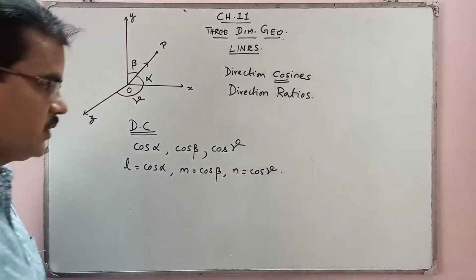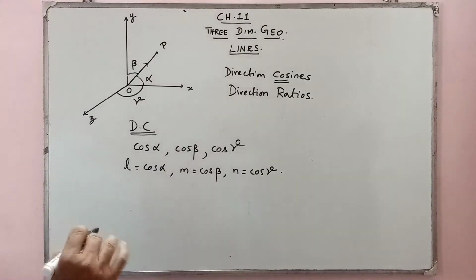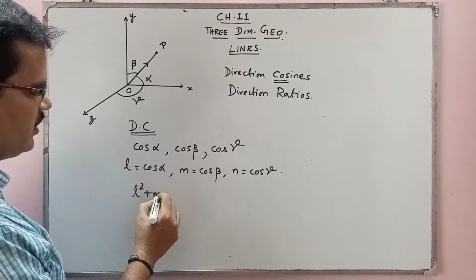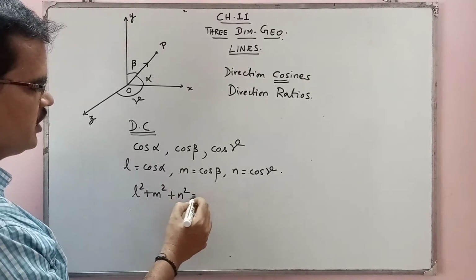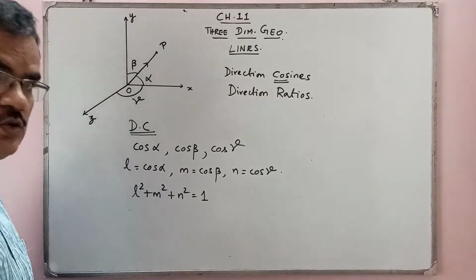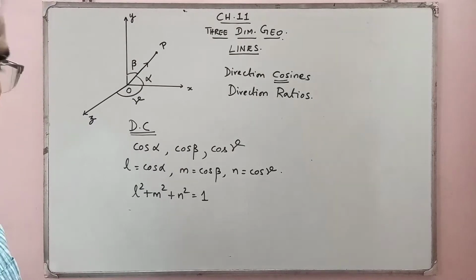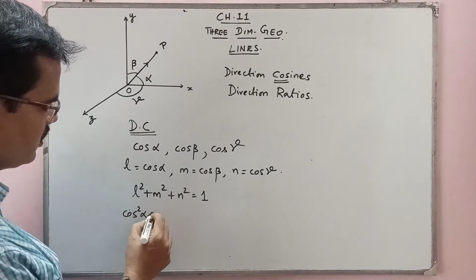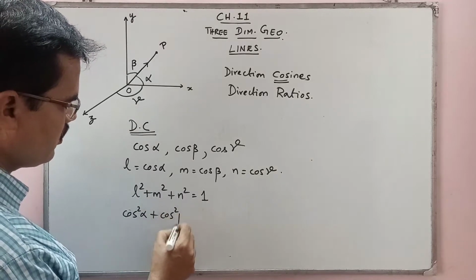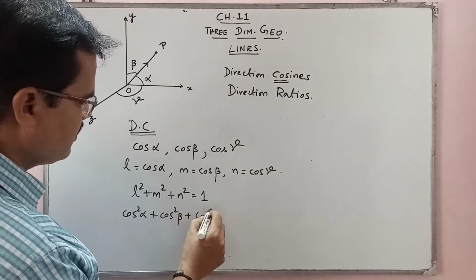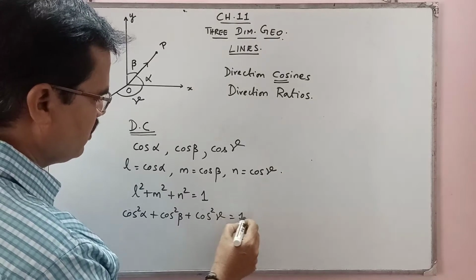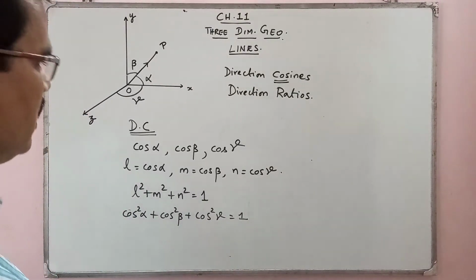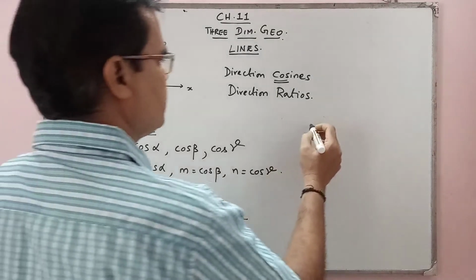The special thing about direction cosines is that L squared plus M squared plus N squared will always be equal to 1. This we have also discussed while learning vector algebra: cos square alpha plus cos square beta plus cos square gamma is equal to 1. Do you remember this? This we have already learnt.